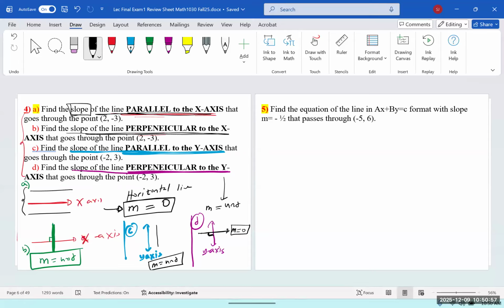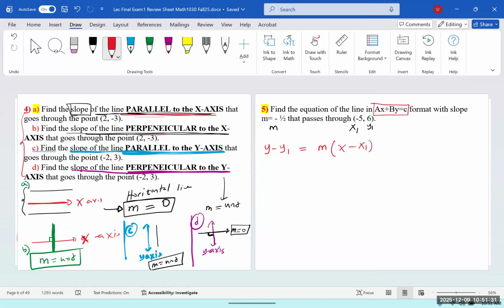Okay, the next one is asking for the equation of the line that goes through a point with some slope. So they gave us m, they gave us x1, and they gave us y1. You're going to start with the equation y minus y1 equals slope times x minus x1. And usually they like the equation in standard form. So you have to bring x and y on one side and the constant to the other side.